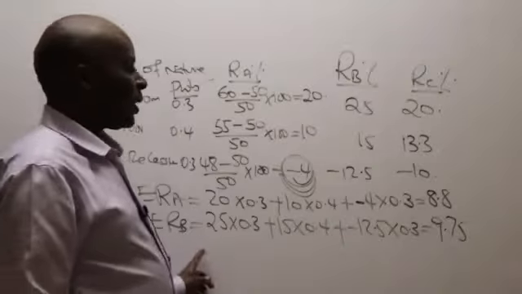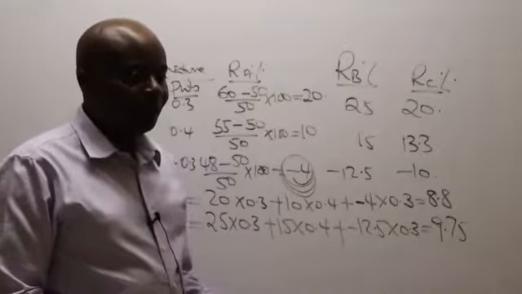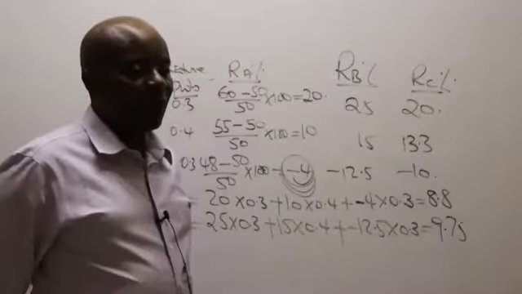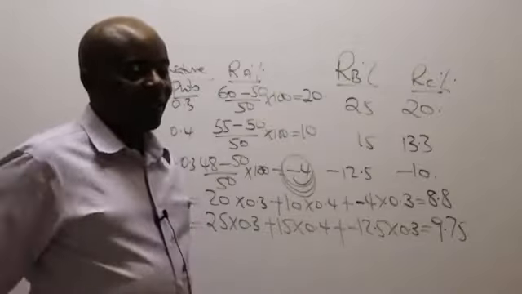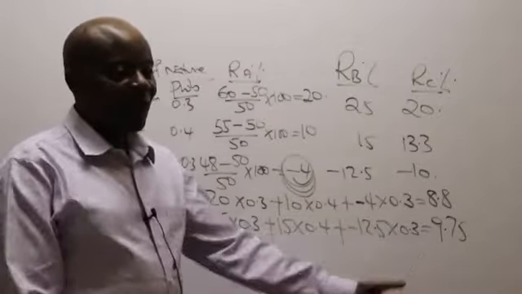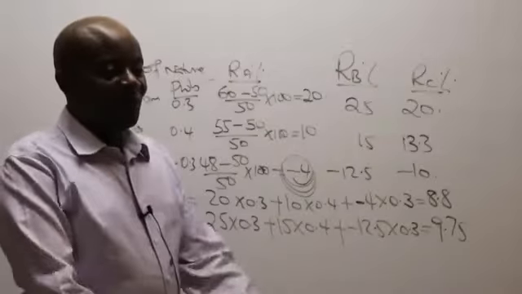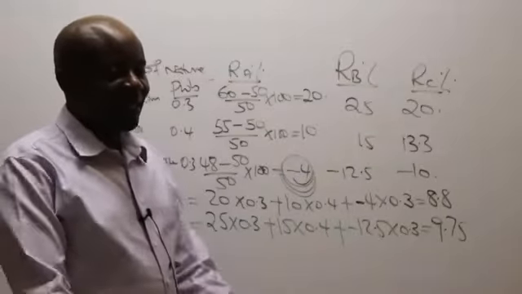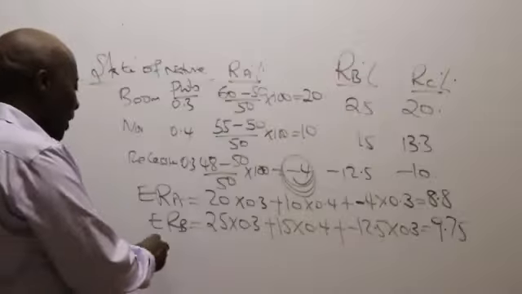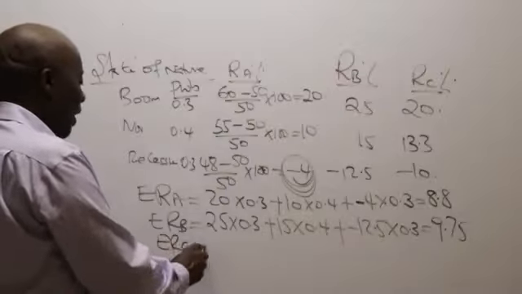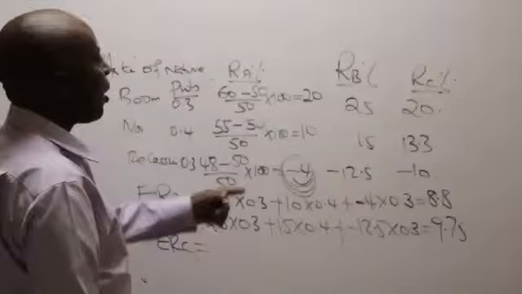How about expected returns of boy, 9.75? Is it correct for boy? Yes. Then we go to expected returns of cow. What do we have there?